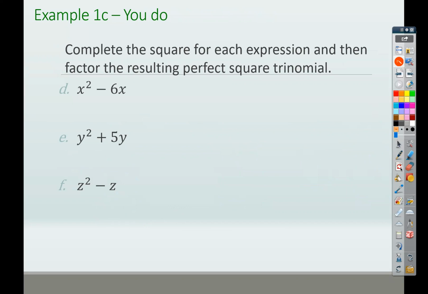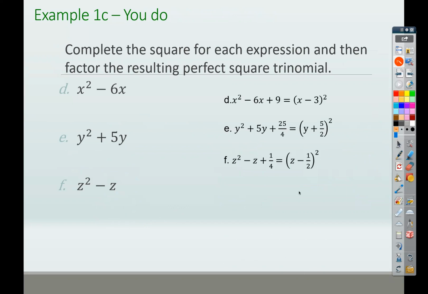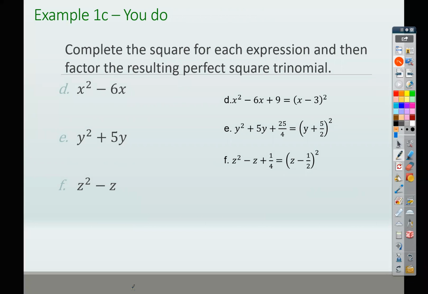Pause it. And you should get this. This says complete the square for each expression and then factor the resulting perfect square. So obviously divide by 2 and square it, so I get plus 9. Divide by 2 and square it, so I get 25 over 4. Divide by 2, negative 1/2, and square it, you get positive 1/4.